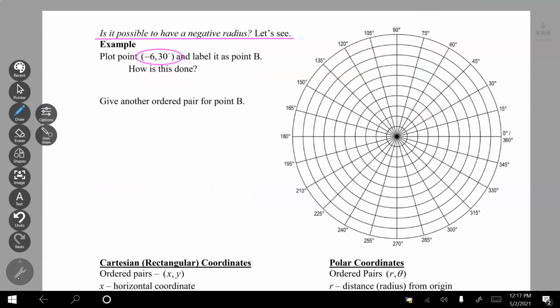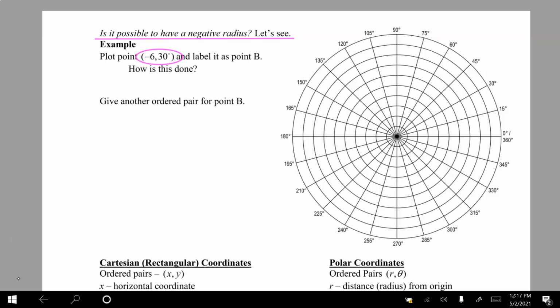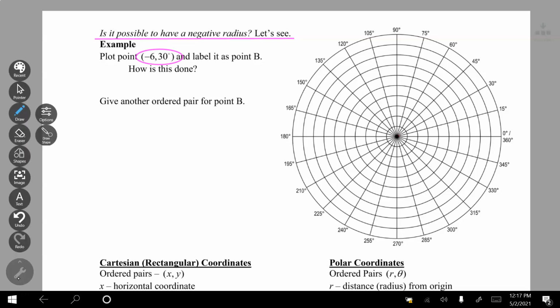So is it possible to have a negative radius? It doesn't seem logical that you could have a negative radius, but you can with polar coordinates. So just as you can have positive and negative x values on the Cartesian, you can have positive and negative r's and thetas in the polar grid. So how is this done? Well, one way to do this is to start here and go backwards 6. 1, 2, 3, 4, 5. There's negative 6. And then rotate 30 degrees from there. And that would be 30 degrees right here, because you start at the negative x-axis. So this is point B, which is -6, 30 degrees.